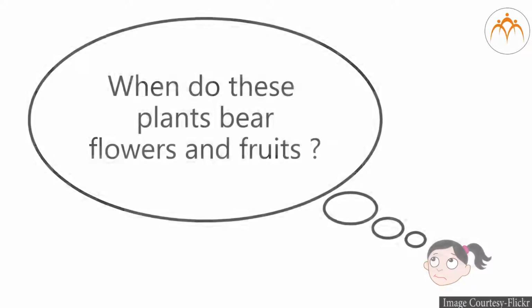In the previous videos, you have studied parts of the plant like root, stem and leaves. Today I will tell you about flowers and fruits. Sow some seeds of pea, bean, tomato in a pot or in your garden. Allow them to germinate and grow into new plants. Water the plants regularly. Record your observations about growth of these plants. When do these plants bear flowers and fruits?